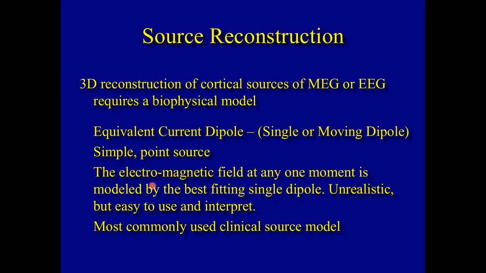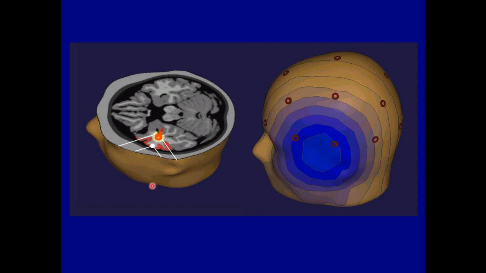For this model, the electrical or magnetic field at any one moment in time is modeled by the best fitting single dipole. So here is an example where we're going to use EEG. For this example, the EEG field is over there on the right. The blue area is the area of negativity. In order to produce this relatively wide field, the point source model of it here, this dipole, has to be relatively deep to the cortex in order to produce this big field.